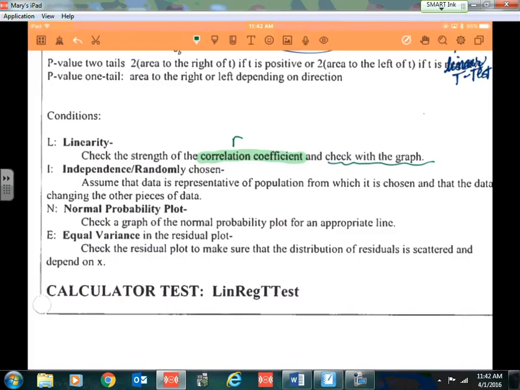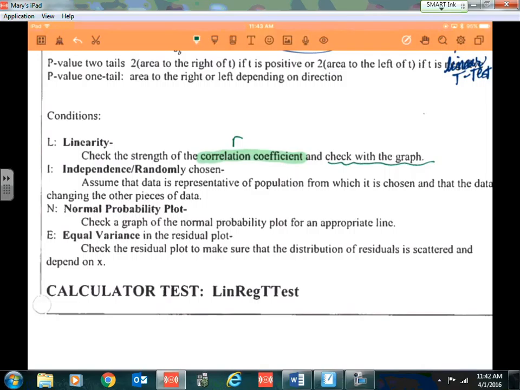All right, the next thing, I, is independence, and I squeezed in random on that also because I didn't want to do LINER, I wanted it to be LINE. So I just stuck independence and random together. Those are pretty basic statements for independent and random. They're going to be that you randomly selected from the population and that your data, one piece of data, does not affect the other. So that's the independent component of it.